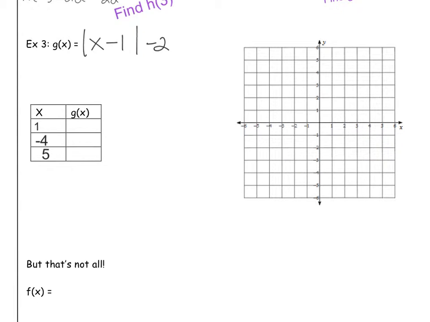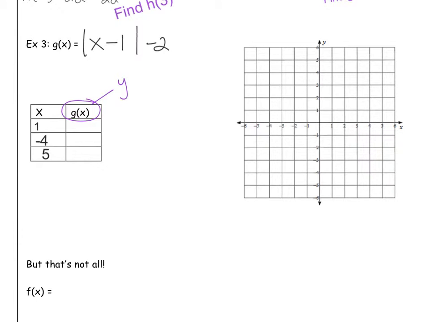So let's go ahead and take a look at this problem. It says g of x is equal to the absolute value of x minus 1, minus 2. And we're given a table of values followed by a graph. Our job is to complete the table of values and then translate those values into the graph of this function. So pretty simple stuff where we will just take each x value, plug it into the function to get the corresponding y value. Remember, g of x means y, so this is in function notation.